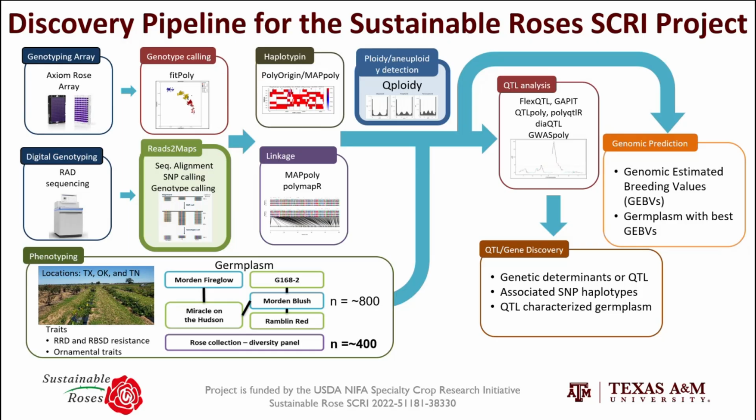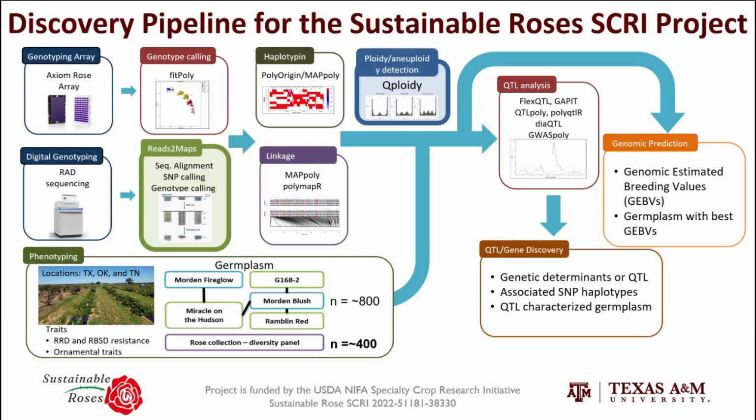And again, we do quite a bit of mapping, and we use MapPoly and PolyMapR. We've developed a tool called Qploidy, so we can actually run genetic data from any roses, and we can tell you whether it's a diploid, triploid, tetraploid, pentaploid, even a hexaploid. And we've identified genotypes that have ploidy levels higher than 5 in some of the samples we looked at. The reason we do that is if we know the ploidy, then we know how to handle that genotype for genetic analysis or any downstream analysis thereafter.